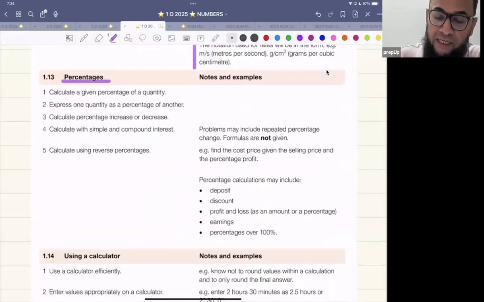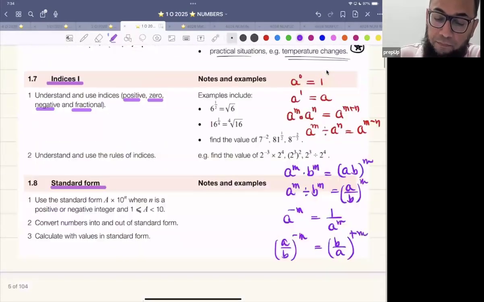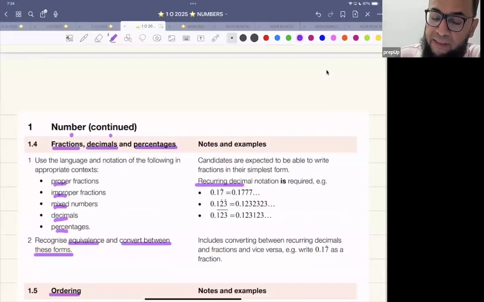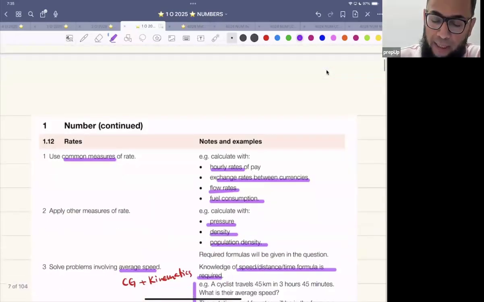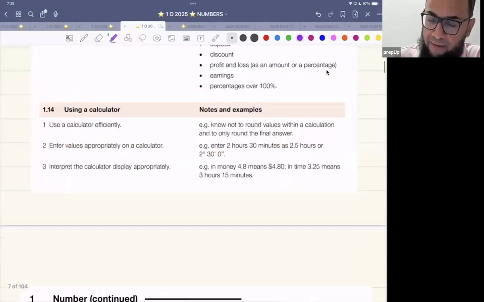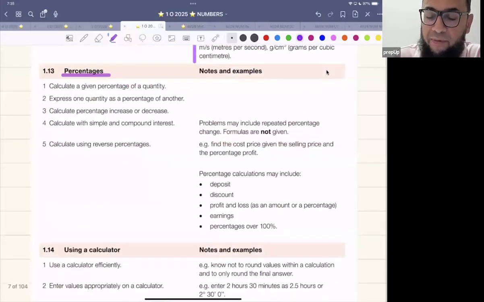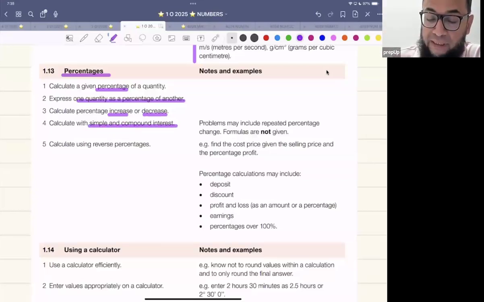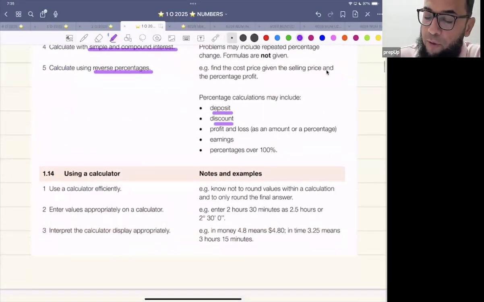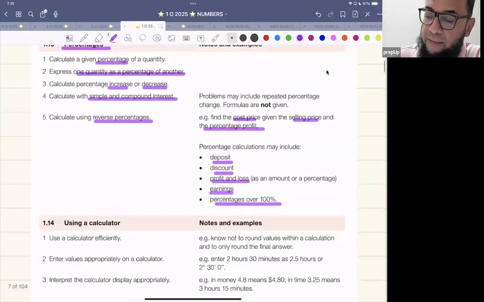Again, percentages are there. First, we talked about fractions, decimals and percentages, that's kind of the conversion thing. And now we are talking about percentages. Here it is. Calculate the given percentage of a quantity, express one quantity as a percentage of the other, percentage increase, decrease, simple and compound interest, that's also part of percentage, calculate using reverse percentage. And then we talk about deposit, discount, profit, loss, earning, percentages over 100, and so on, cost price, selling price, profit, loss, something like that.